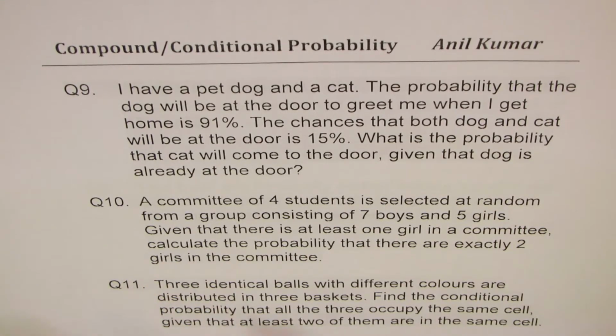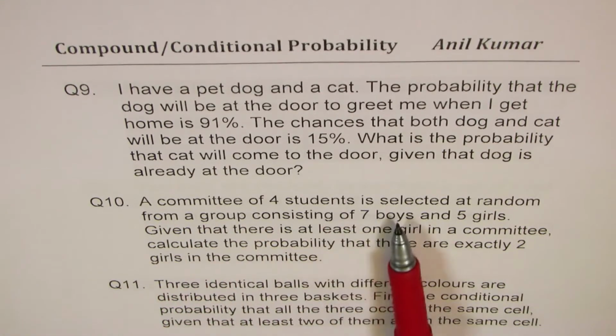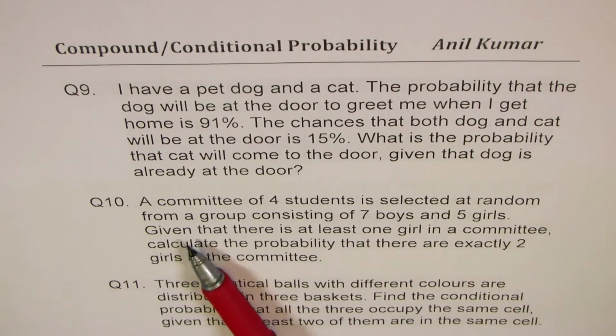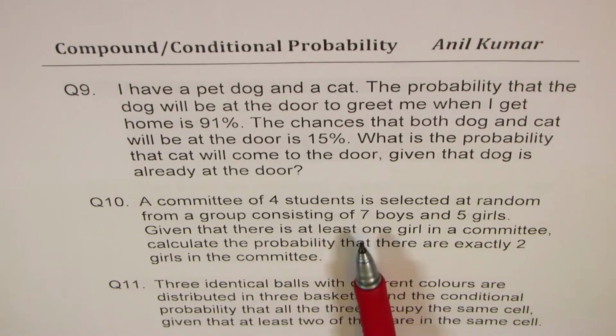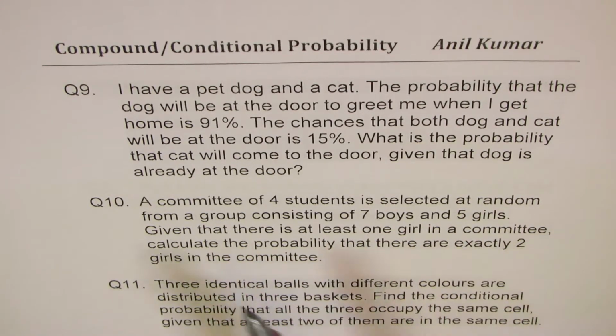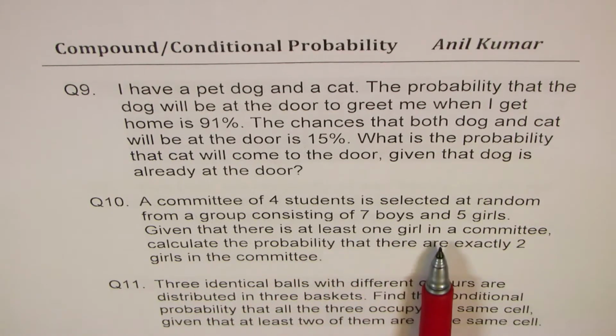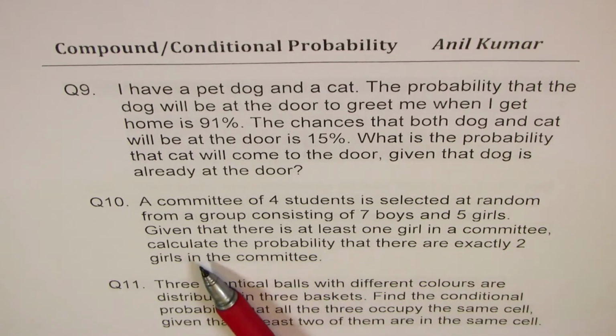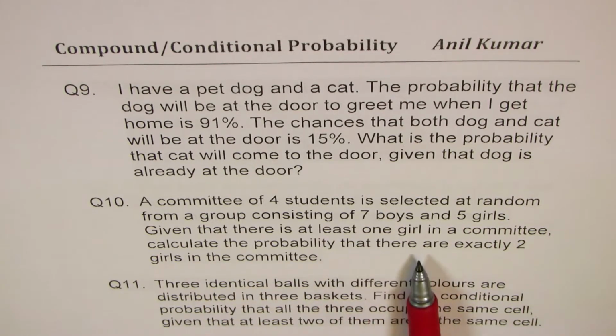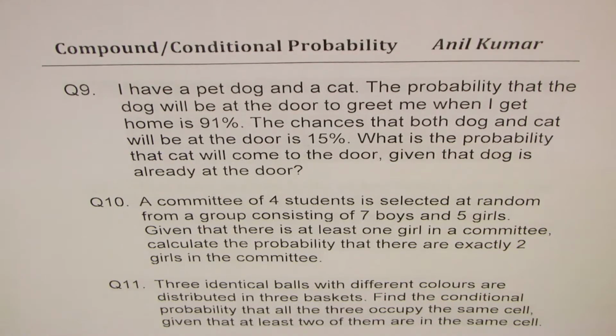Question 10. A committee of 4 students is selected at random from a group consisting of 7 boys and 5 girls. Given that there is at least one girl in a committee, calculate the probability that there are exactly 2 girls in the committee. Now, these are thinking questions. So they may require permutation combination and some more concepts which you have already learned.